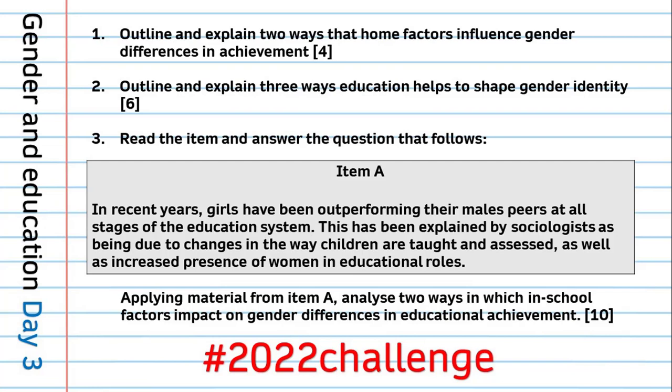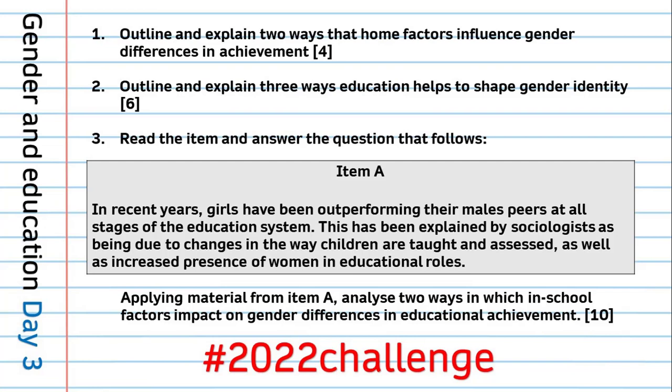Today the focus was on gender and education, and so there are 3 questions here to answer: a 4 marker, a 6 marker and a 10 marker that has an item with it. Remember, with a 10 mark, apply material from the item and analyse question. What you need to do is draw information from the item in your answer, but we'll look at that as we go through it.